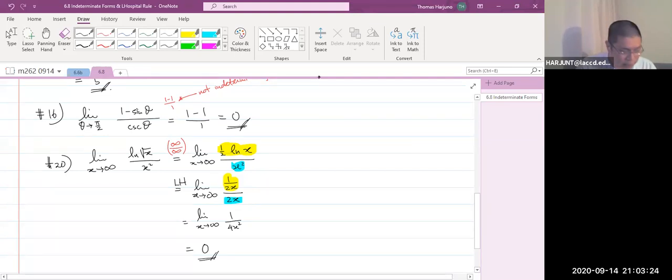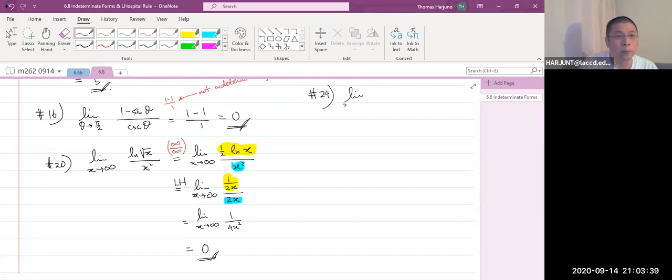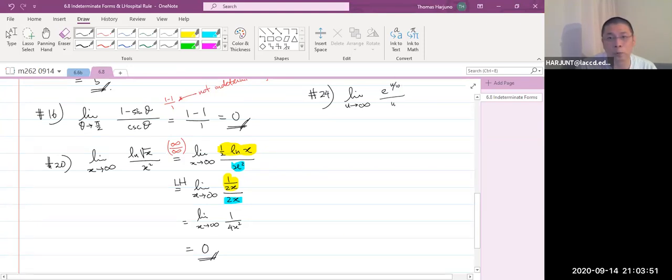Now you try some problems. You try number 24. I think number 24 is easy, but let me show you that you may need to do the L'Hopital rule a couple times. Limit as u goes to infinity of e to the u over 10 over u cubed.